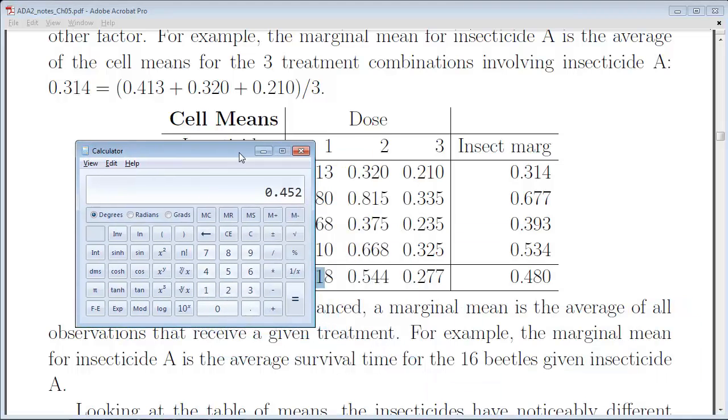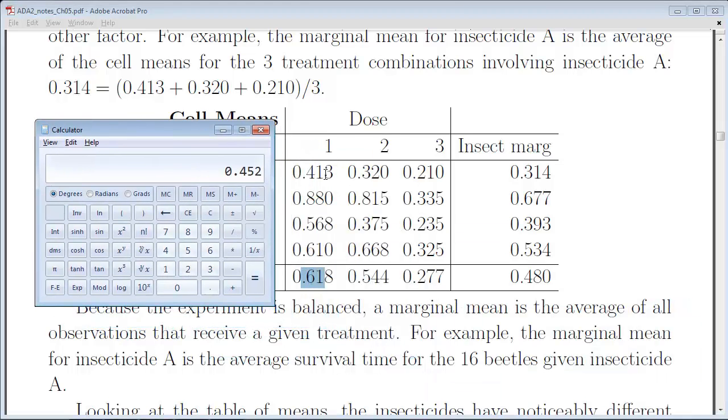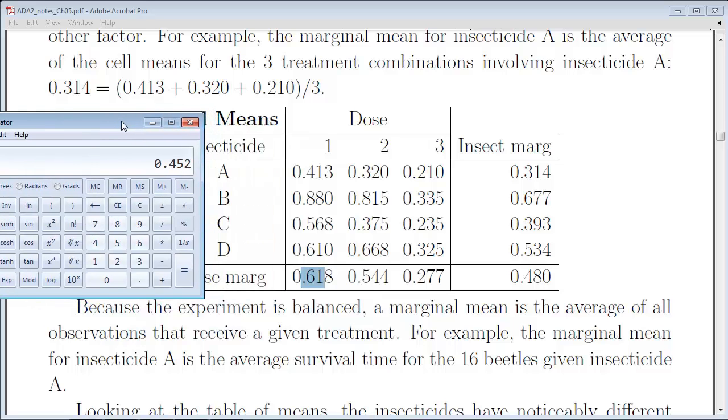So the interaction is the difference between this cell mean, 0.413, and this mean, which we would get if the rows and columns of this table were independent of each other. Remember last semester, Chapter 7, Categorical Data Analysis, we have a test for independence between rows and columns. This is similar, except rather than having categorical data, strictly speaking, we have response continuous variable data for each of the cells. So instead of looking at proportions, we're looking at means of numerical data.